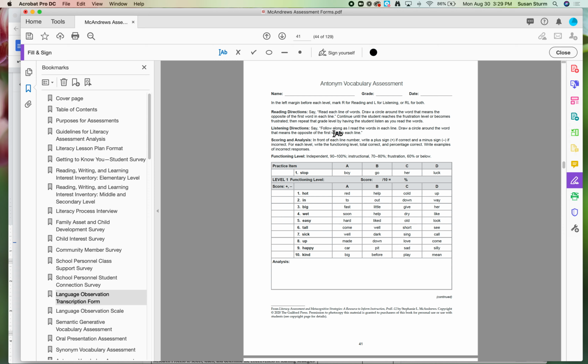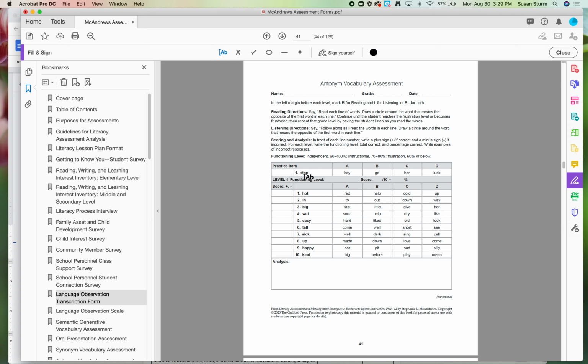So the listening directions are, say to the student, follow along as I read the words in each line, draw a circle around the word that means the opposite of the first word in each line. You could have them doing that. You could do the circling for them if they just tell you. And then the scoring and analysis, they get a plus sign if they get the correct one, a minus sign if it's incorrect. And for each level, you're going to write the functioning level, total correct, and the percentage correct.